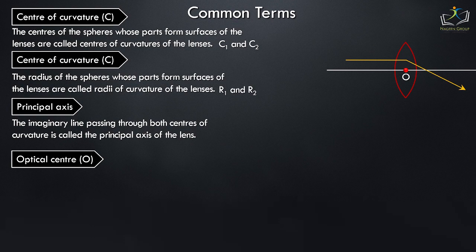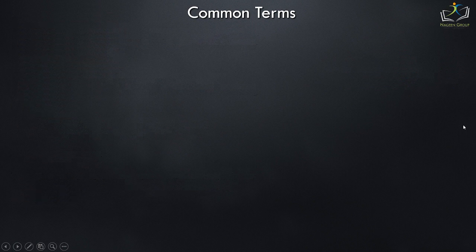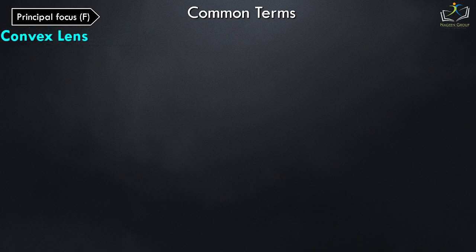From this optical center you can observe when a line passes through it, it always passes through one point, right? So here at this point it bends. We call this optical center the point inside a lens on the principal axis through which a light ray passes without changing its path. So you have observed that when light passes through the center, it always moves in a straight line.